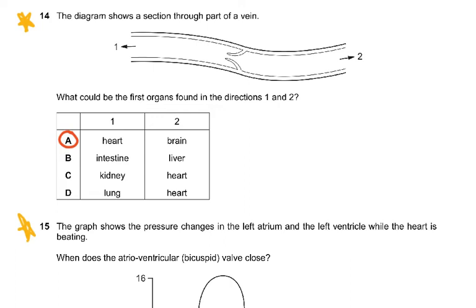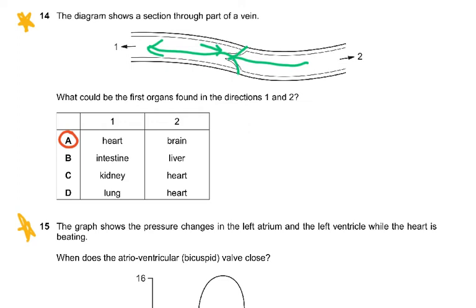The diagram shows a section through part of a vein. What could be the first organ found in the direction 1 and 2? Now, I've done this in previous questions as well. If this is a vein, you have to understand the direction of the flow of blood in a vein. It is going to be something like this. Why? Because the valves close and prevent backflow.